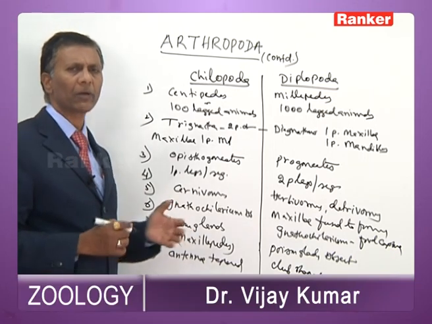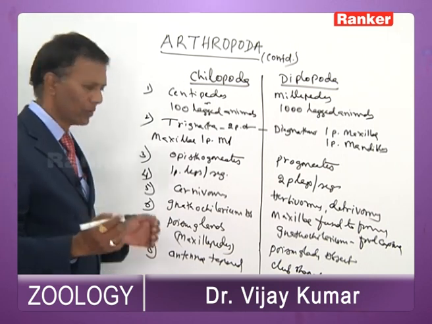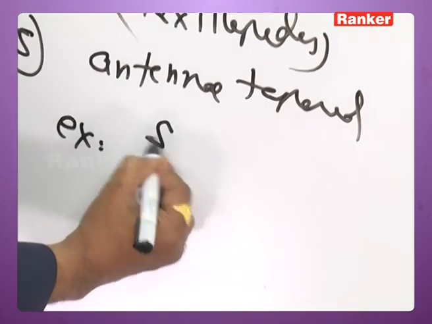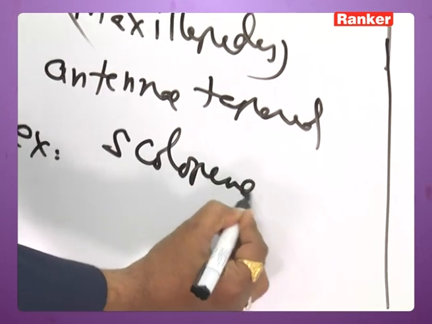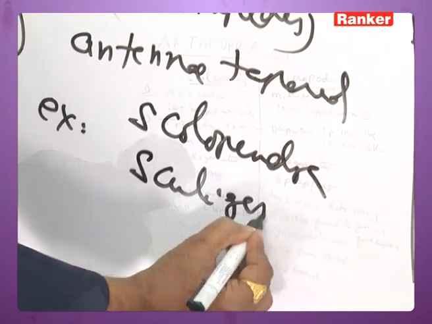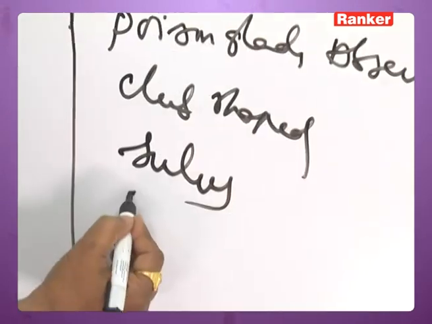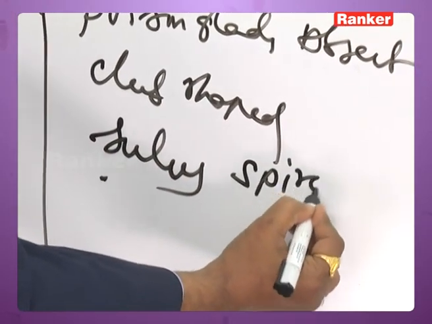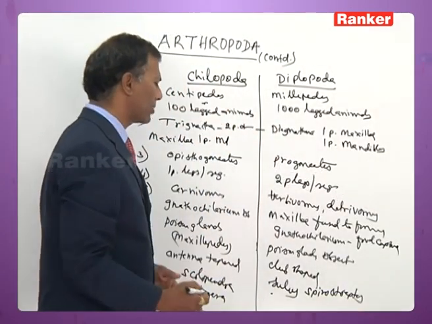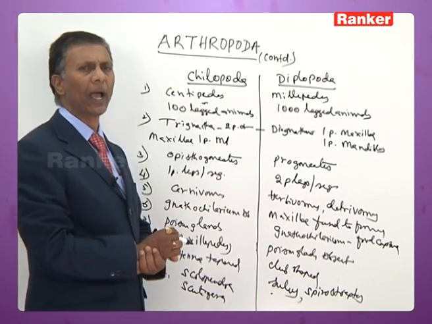In common, in both of them, respiration is by trachea, and excretion is by Malpighian tubules. The examples for Chilopoda are Scolopendra and Scutigera. The examples for Diplopoda are Julus and Spirostreptus. Let me differentiate between Chilopoda and Diplopoda.